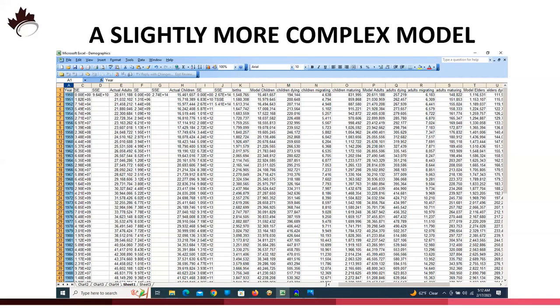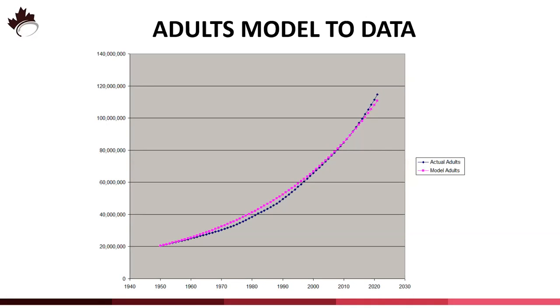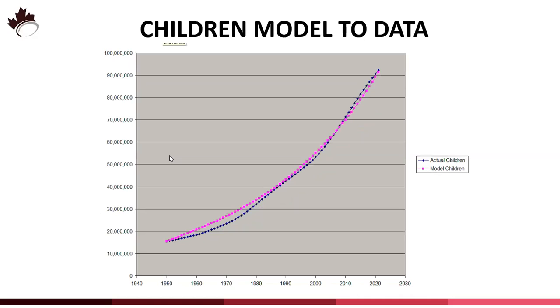And here is the match of the data. So here's the match for the elders, and you can see that it's a pretty good match between the model and the data. This is the adults and the model and the data. You can see that this is not quite as good a match, and I think this is because the death fraction is not a constant. So you see that this is not quite as good a match. And if you look at the children, it is also not a great match.